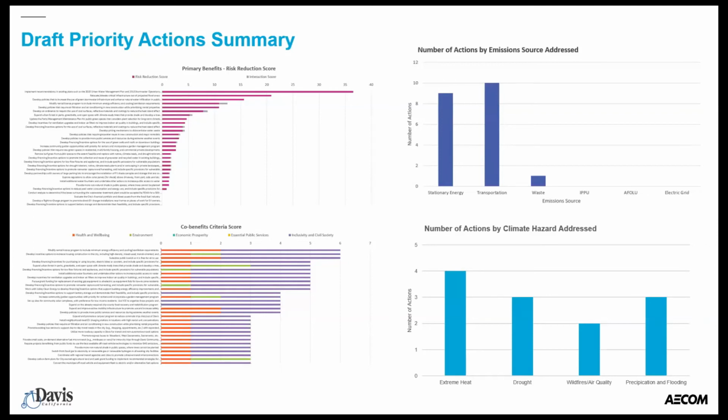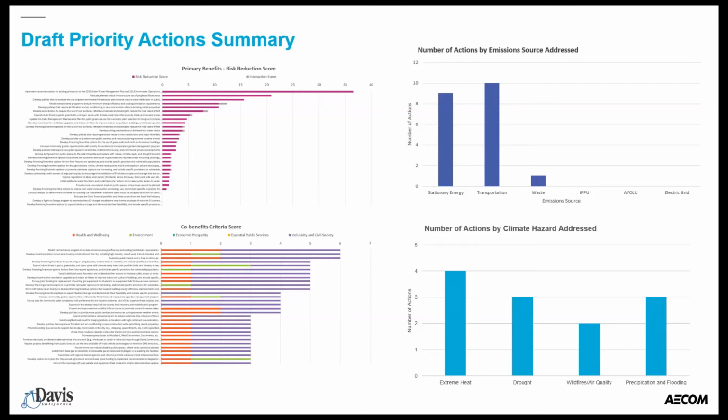Okay. This slide just illustrates a few of the outputs from ASAP on the left, and then some figures that we used comparatively on the right when we were trying to understand the holistic set of actions we prepared. So in that top left figure, it just illustrates one of the outputs from ASAP that shows the top 30 actions by risk reduction score. And the bottom left figure there, similarly, is the top 30 actions by co-benefit score.